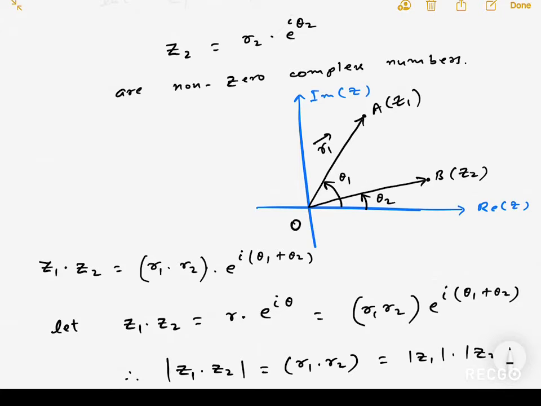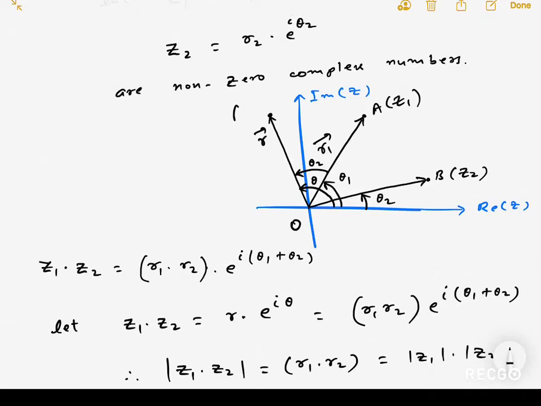Now, the fact is that the argument of the complex number z1 z2 is theta 1 plus theta 2. So if we go further theta 2 in the same direction from the position theta 1, the net angle we are getting is theta actually. So theta is nothing but theta 1 plus theta 2. The entire angle theta 1 plus theta 2 can be represented by theta only. So this angle is theta, basically theta 1 plus theta 2.